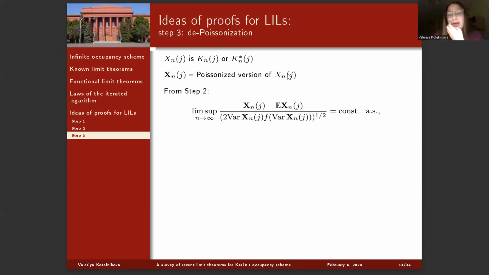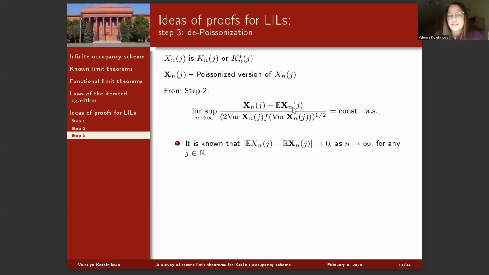And now we want to have exactly the same, just instead of bold X, we want to have ordinary deterministic X. So the first question which we ask is, are we able to substitute the mean of the Poissonized version with the mean of the deterministic version? The answer here is simple, yes, because it is known that the difference between those means tends to 0 when n tends to infinity. And since our denominator is divergent to infinity, yes, we are able to do it.